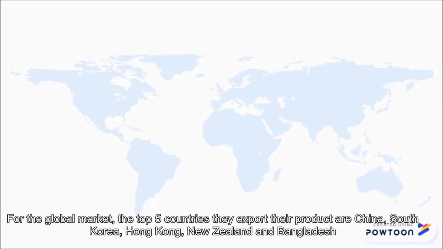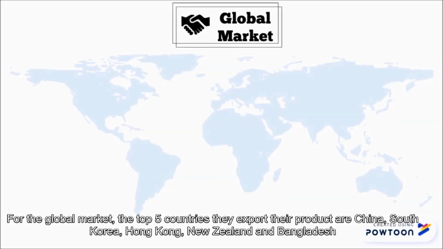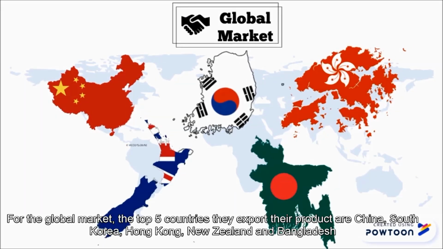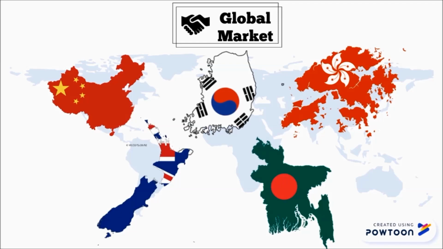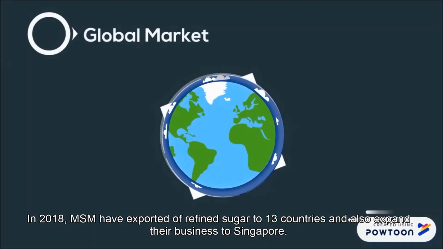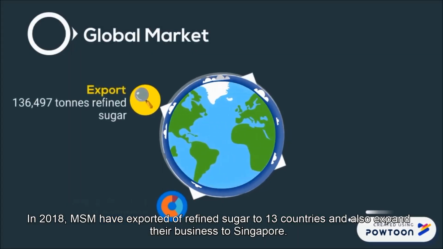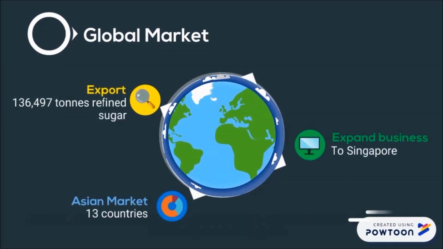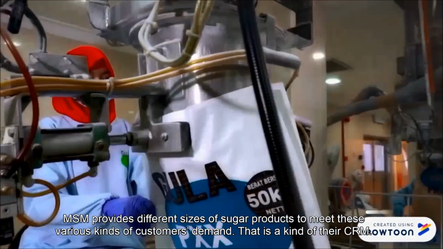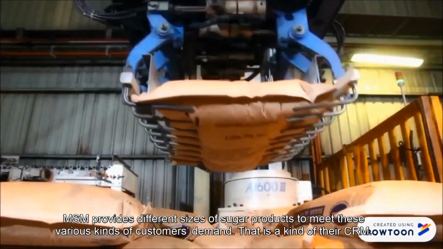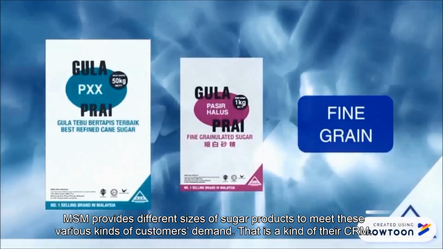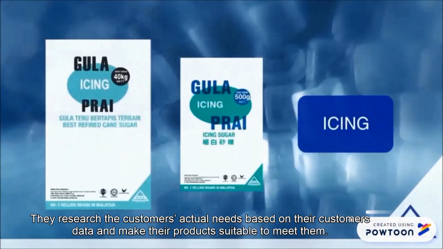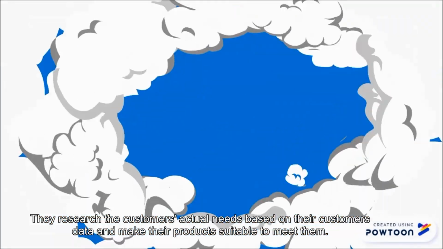For the global market, the top 5 countries that import their product are China, South Korea, Hong Kong, New Zealand and Bangladesh. In 2018, MSM exported refined sugar to 13 countries and also expanded their business to Singapore. MSM provides different sizes of sugar products to meet various kinds of customer demands. That is their kind of CRM. They research the customers' actual needs based on their customer data and make their products suitable to meet them.